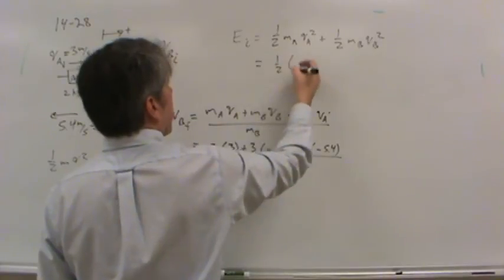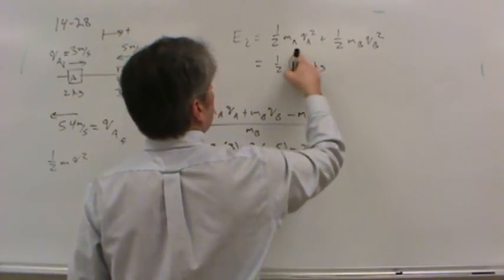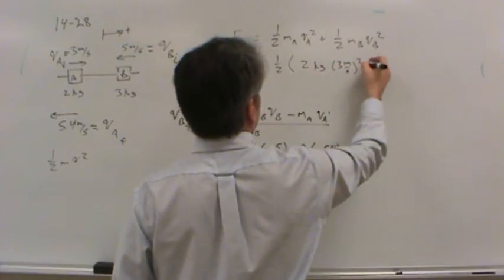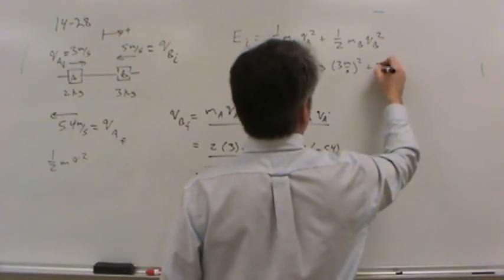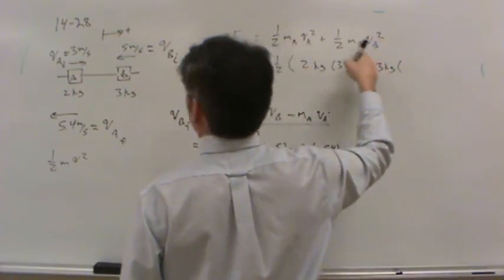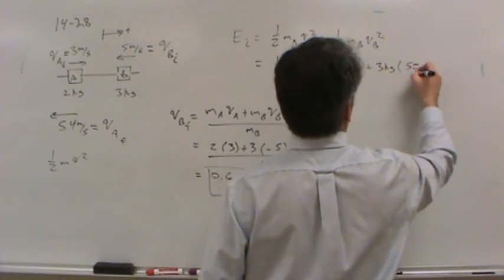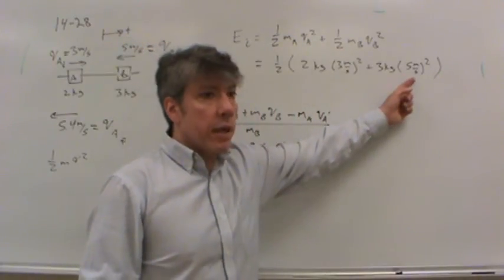Okay, if we pull out the half, mass of A is 2 kilograms. Velocity of A is 3 meters per second, needs to be squared. Plus, remember I pulled out the half, so mass of B is 3 kilograms. And velocity of B initial is 5 meters per second squared. Now wait a second. I didn't plug in a negative sign for the velocity. Why not?